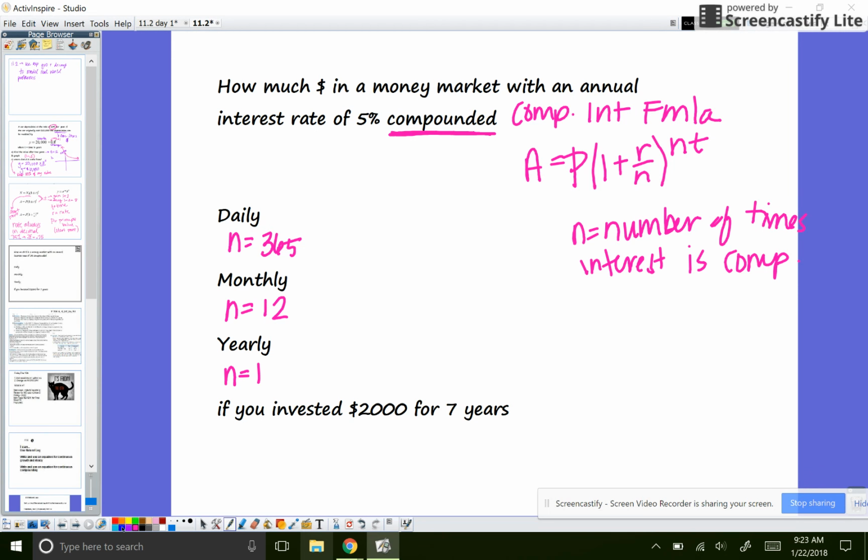So let's break down all the pieces here. This is your rate. And if you took 5 divided by 100, your decimal would be 0.05. You're going to invest $2,000. This is P, or your principal. 7 years is T, your time. So I think we have everything. We have P, we have R, we have N, and we have T. The N is going to be different for all of these.